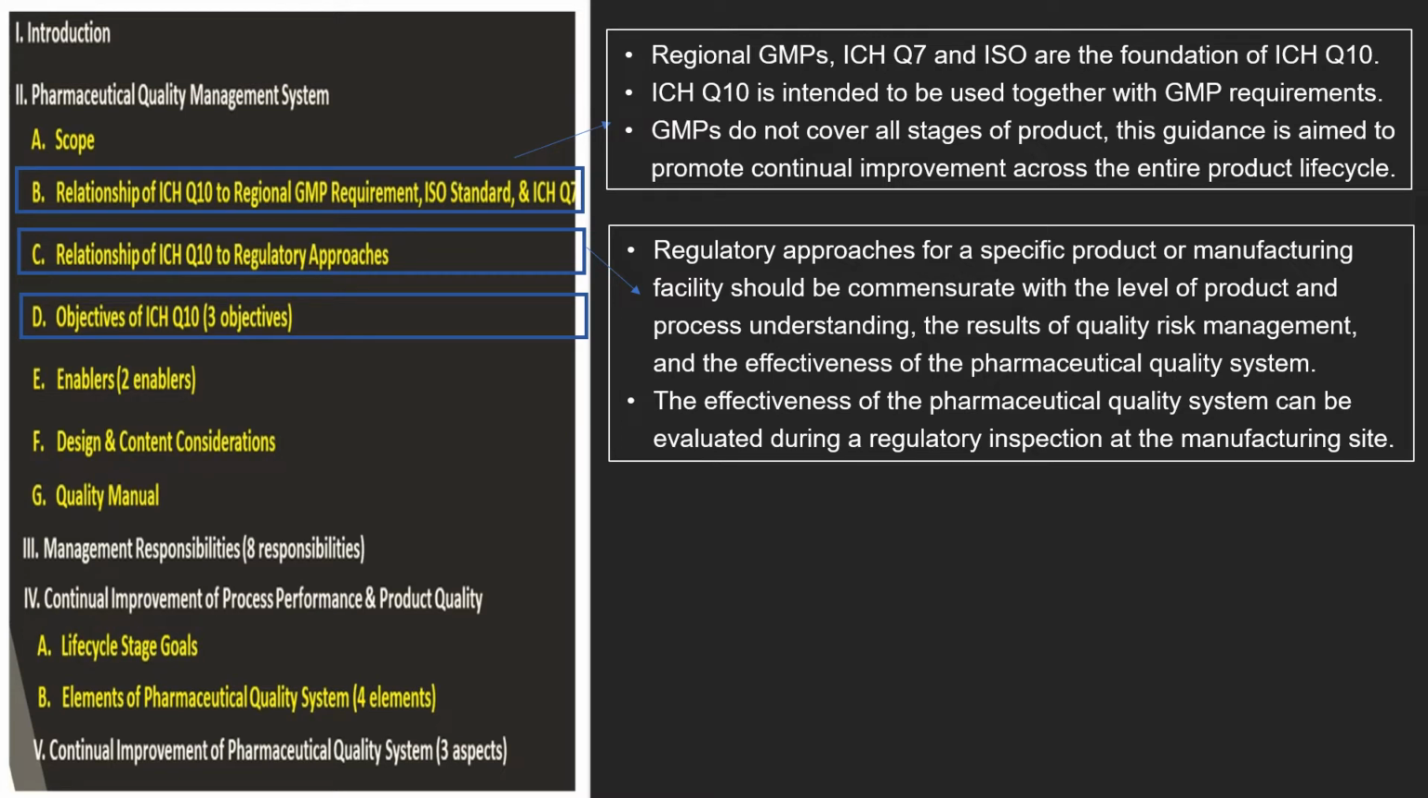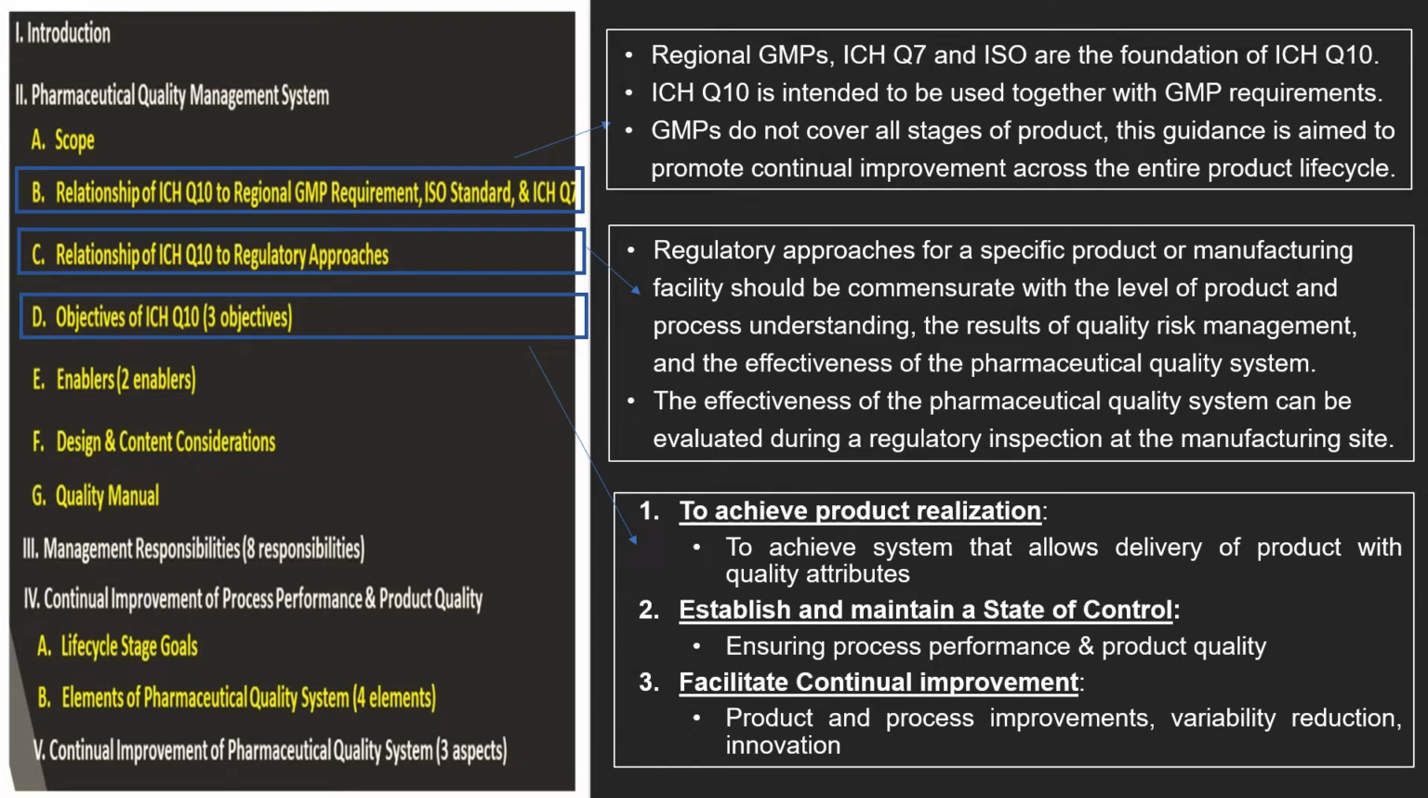Now we move to the most important part, that is objectives of this guidance. This can be an important interview question, like what are the objectives of an efficient pharmaceutical quality system, or what are the main objectives of the ICH Q10 model.